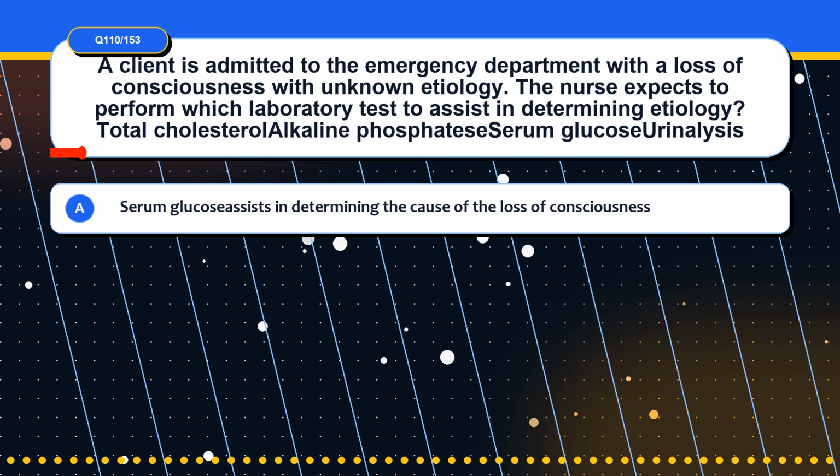Question 110. A client is admitted to the emergency department with a loss of consciousness with unknown etiology. The nurse expects to perform which laboratory test to assist in determining etiology? Total cholesterol, alkaline phosphatase, serum glucose, urinalysis. Here are the options. Option A. Serum glucose in determining the cause of the loss of consciousness.